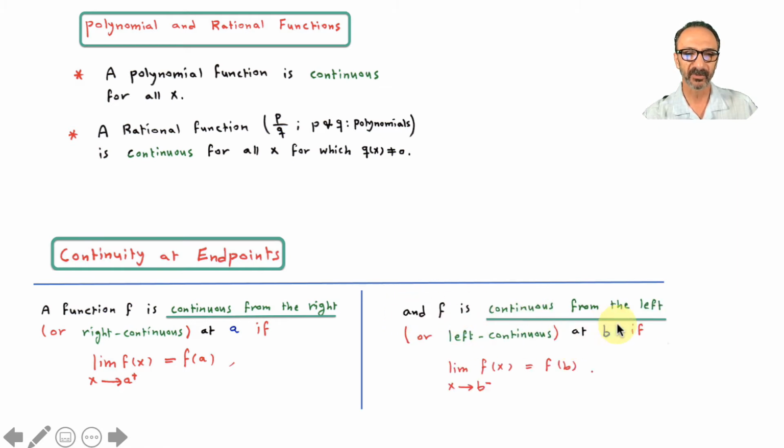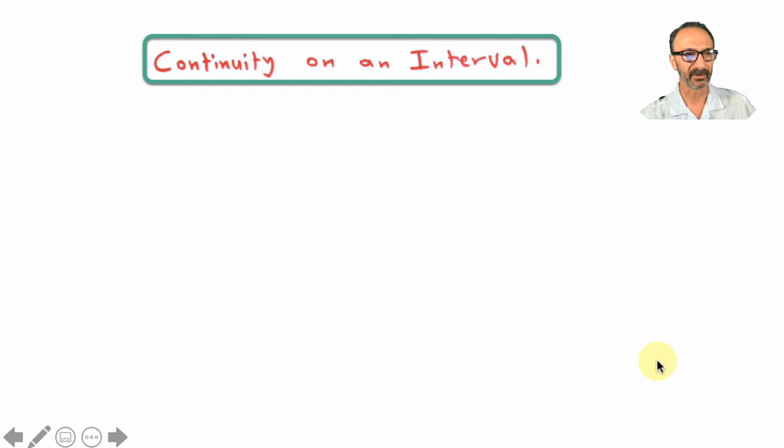F is continuous from the left, or left continuous at b, if the limit of f of x as x approaches b from the left is f of b. Let me explain through a graph. Graphs do help a lot in understanding concepts and definitions, so let's take care of it. Continuity on an interval, that's our topic.